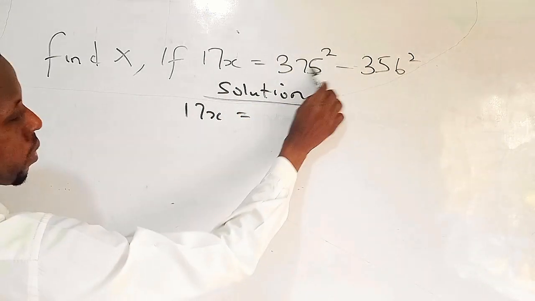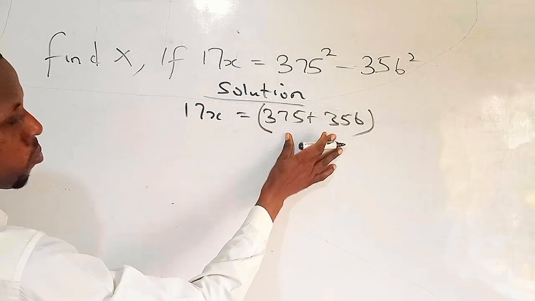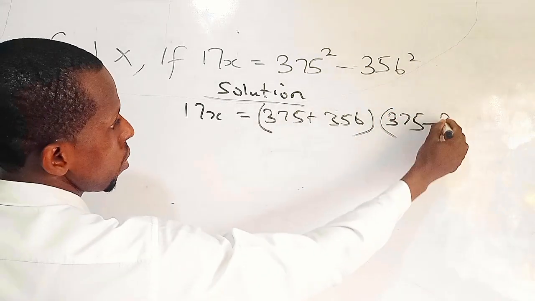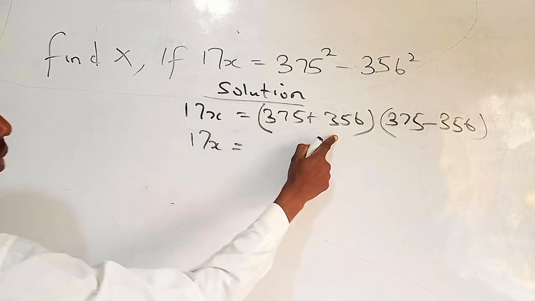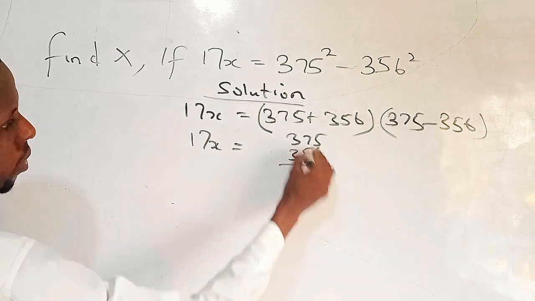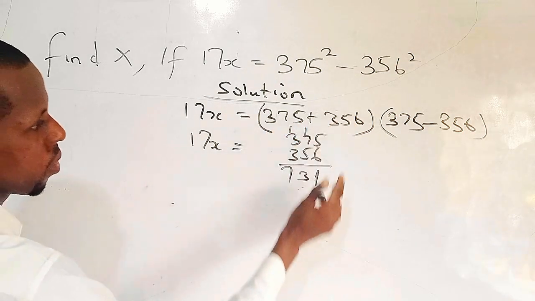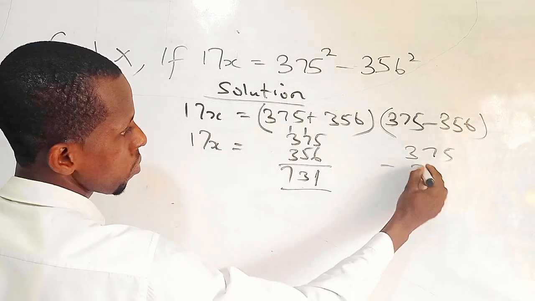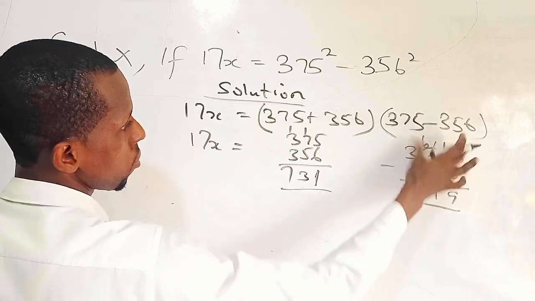So difference of 2 squares, we can say 375 plus 356. Okay, one will be positive, the other one will be negative, the same expression. So we have 375 minus 356, difference of 2 squares. Okay, so we have 17x. By the time we add this up, 375 plus 356, we have 731 for this. And when you subtract this from this, you have 375 minus 356, so you have 19 for this.